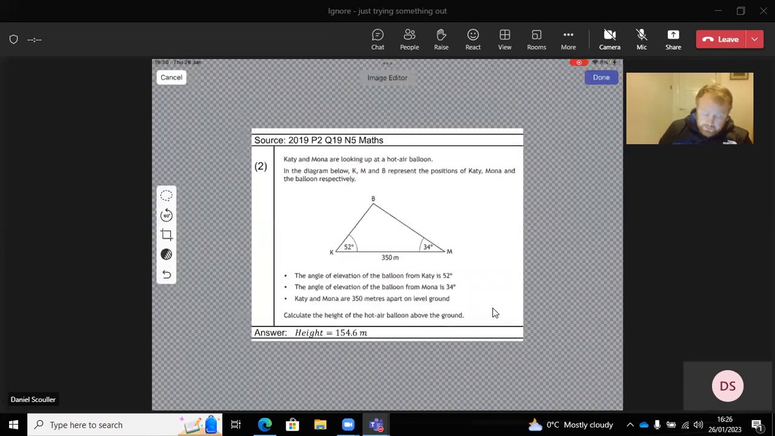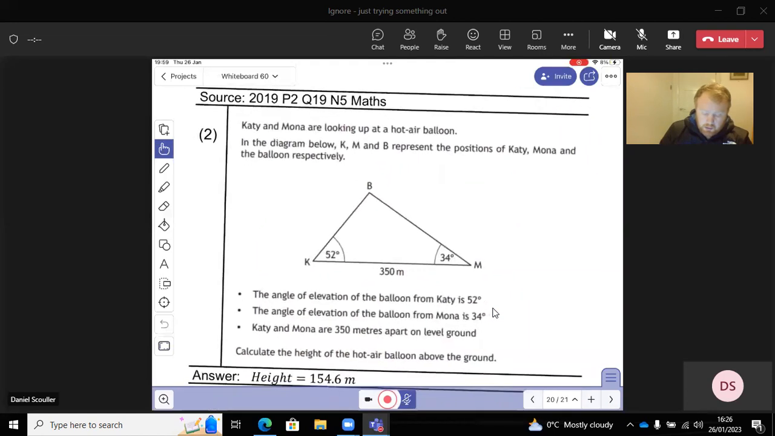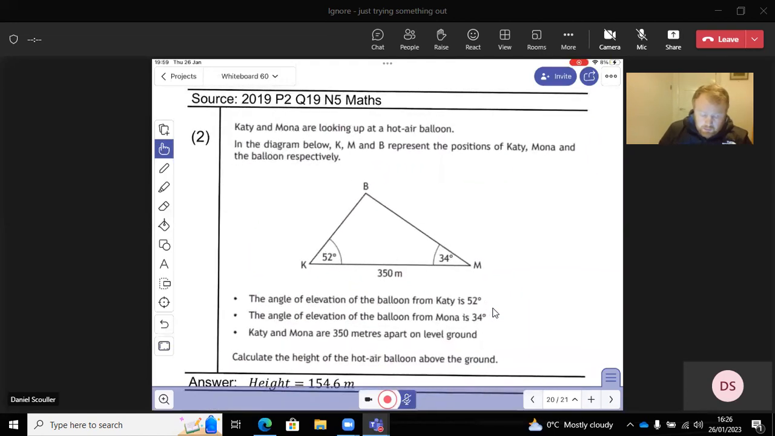Katie and Mona seem like lovely people. Katie and Mona are looking at a hot air balloon. K and M represent Katie and Mona. All right, that's where they're standing. So the angles they're looking at: the angle 52 degrees and the angle 34 degrees is just the angle which Katie and Mona were looking at the balloon. All right, so that's what that illustration shows.